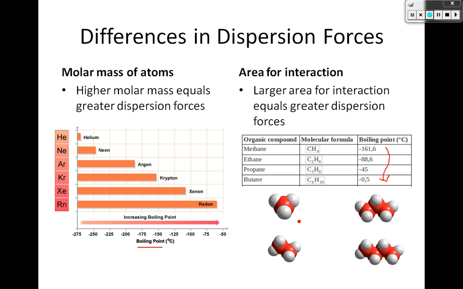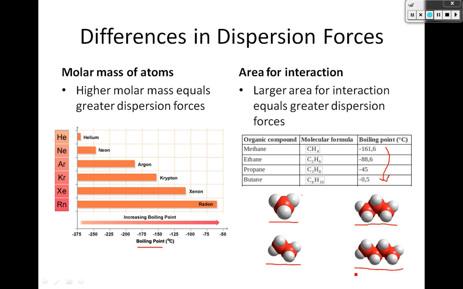But you'll notice if you have 2 methane molecules interacting with each other, they can interact over about this much area. But if you have 2 ethane molecules, that's a much larger area that they could interact over. If you have 2 propane molecules, it's larger still. And if you have 2 butane molecules, of the 4, that would be the largest. So there's a much larger area for interaction if you had 2 or more of these, meaning there's a larger ability for dispersion forces to affect the next molecule over.